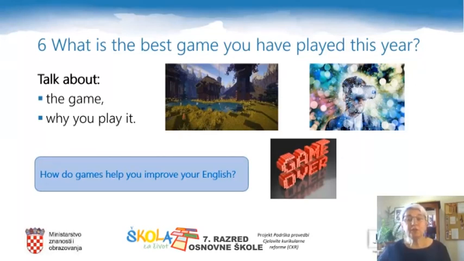There are 3 illustrations here. I hope you recognize the Minecraft scene. I hope you have tried the augmented reality. And I hope you are not too unhappy when you see the game over sign, because you have to be very careful how much of your time you spend playing games. The task for this slide is to talk about your favorite game.